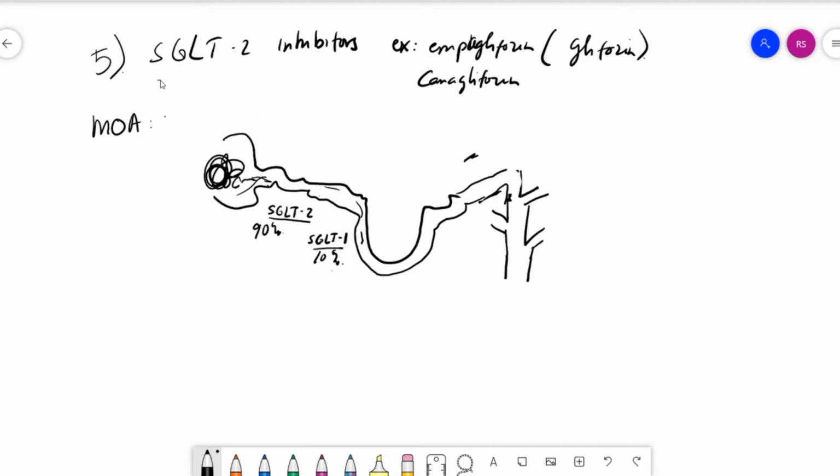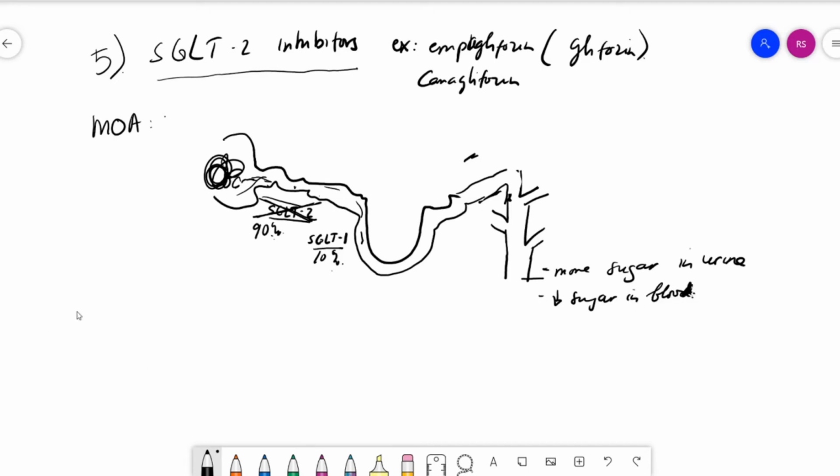So if you have SGLT2 inhibitors, that means it blocks this. So 90% of the sugar is not reabsorbed. As a result, you will have more sugar in the urine, and less sugar in blood. And the nursing consideration for this is actually a new class of drug. When I was in nursing school, this was not invented, was not approved yet. I think the first drug was approved in 2014, if I'm not mistaken.